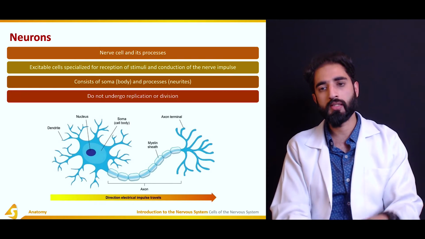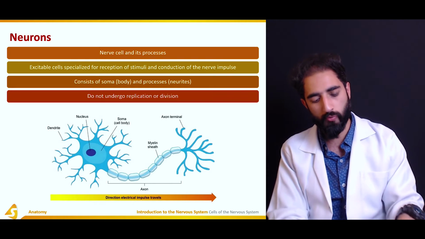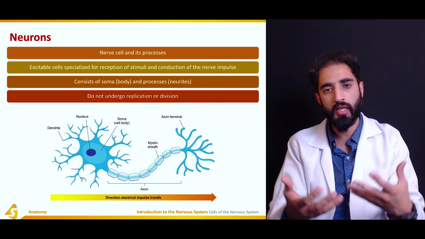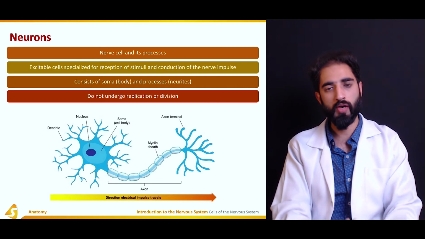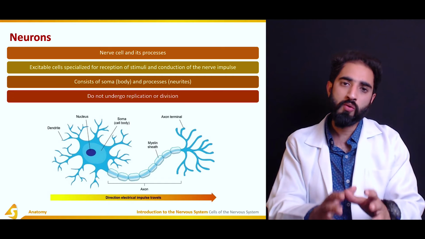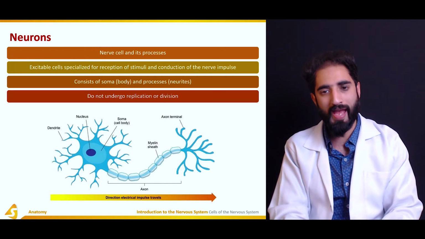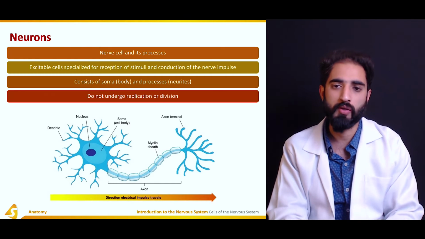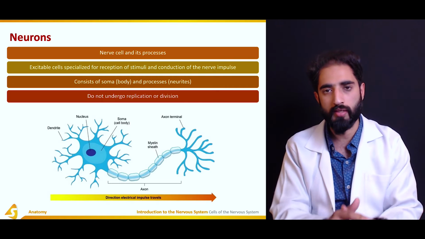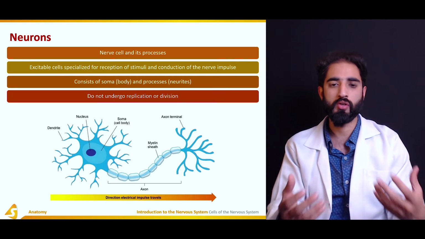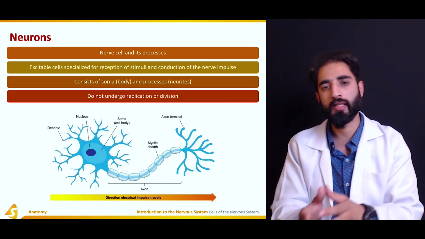And these impulses are transferred from one point to the other in the form of an action potential, which is generated within the neuron or the nerve cell fiber. Now, the neurons consist of a body, also known as soma, and different types of processes which are also called neurites. There are two types of neurites in a neuron, which are the dendrites and the axon.